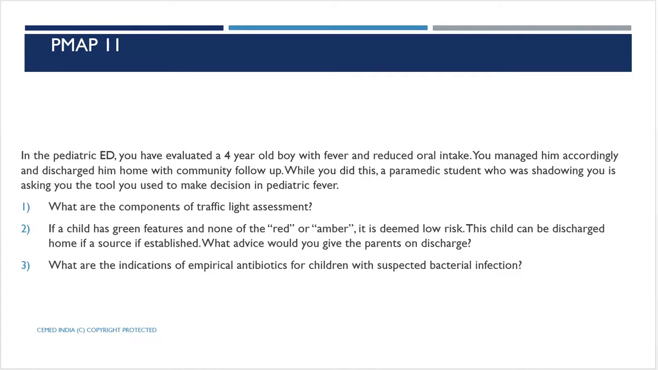So what are the components of traffic light assessment? People have written heart rate, respiration, and some stuff, or some people have just written red, amber, and yellow. The question is asking about what are the components which are mentioned in the traffic light. You should remember color, activity, hydration status, respiratory system, and others. In that comes heart rate and other stuff, but these are the basic 5 components. You should never forget that.